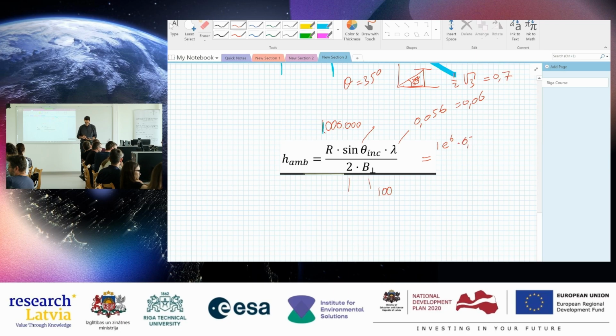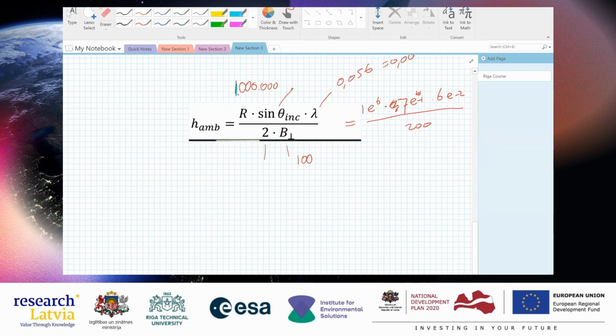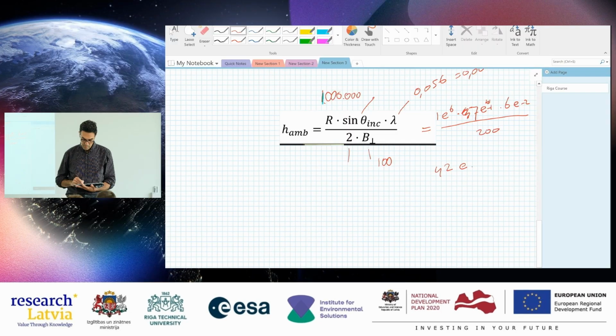Times 0.7, so that is 7e-1 times 6e-2 divided by 200. Right, so I need to do this by heart. So 7 times 6 is 42 e to the power of... let's do it differently. I get confused there. Somebody can do it on a calculator. Divided by 200 in any case.